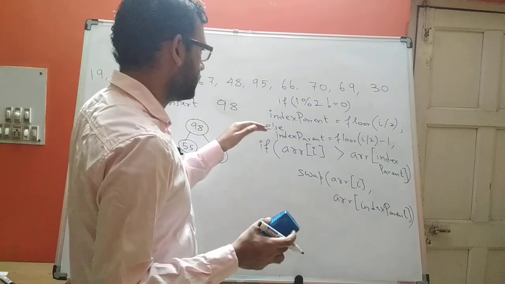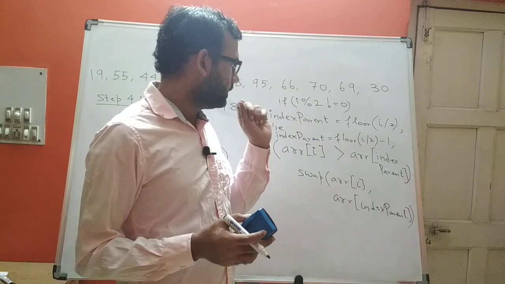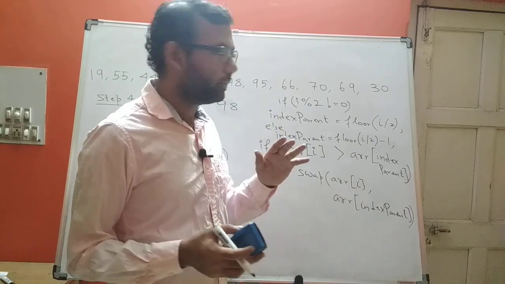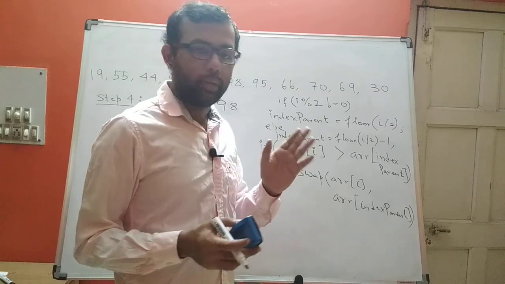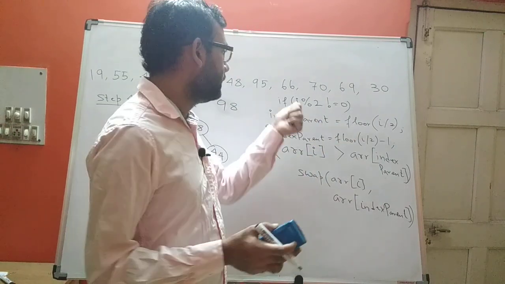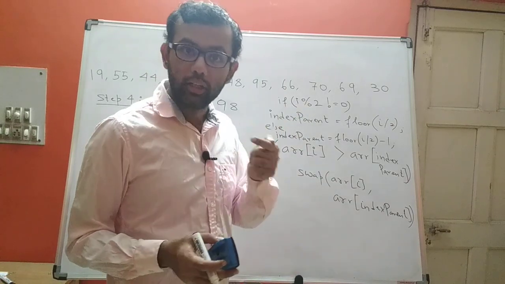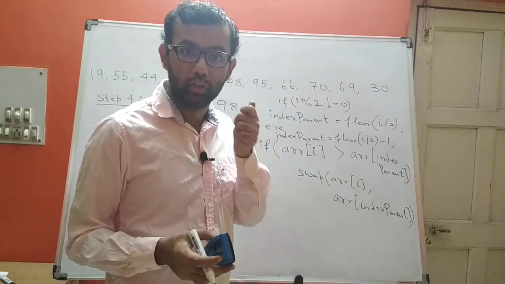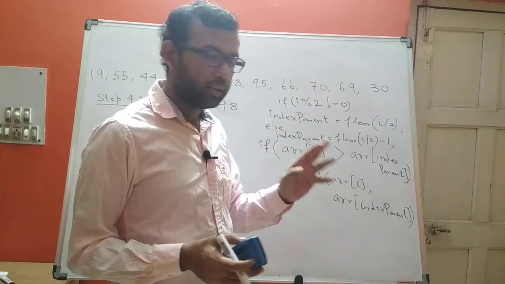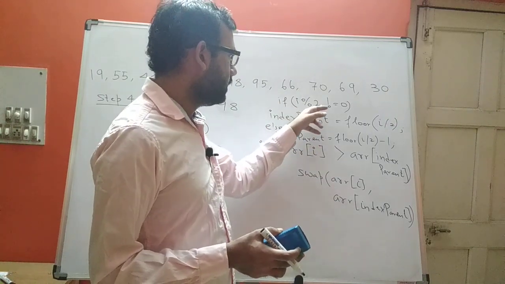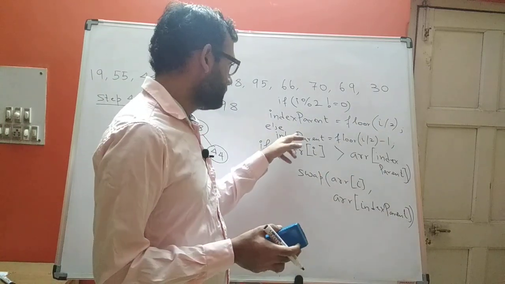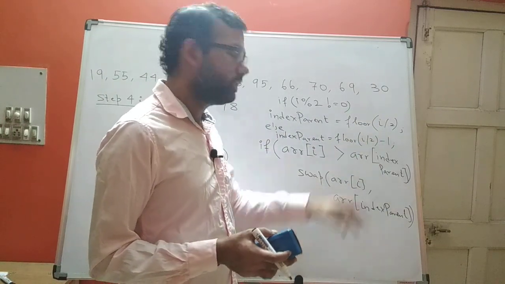You first calculate the index value of the parent. Now the index value of the parent may either be floor of I by 2 or floor of I by 2 minus 1, depending on the value of the index of your current node. The value of the index of your current node will decide the index of the parent. So if it happens to be odd, then it will be a direct floor value, and if it happens to be even, then it will be the floor value minus 1.